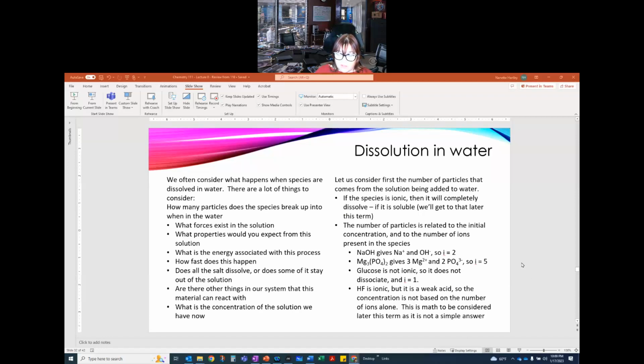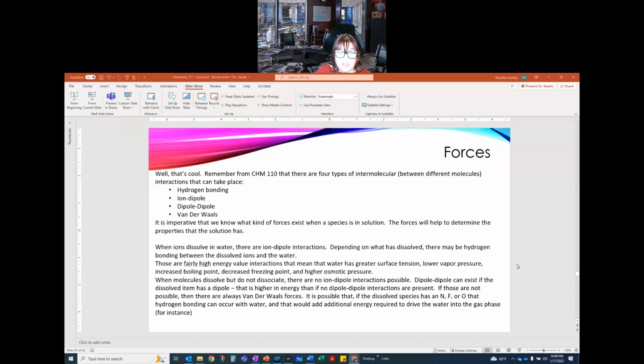So that's what we're talking about there. So i is the van't Hoff factor. It tells me how many pieces of this thing I get when I dissolve it in solution. And that's entirely based on whether it's ionic or not. And if it's ionic, even if it is, if it's not soluble, okay, then that's going to change that. And we'll talk about solubility a little later on too. So there's that. So that's awesome.